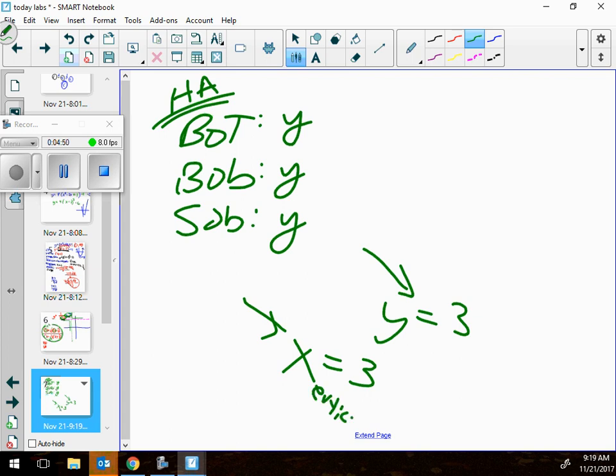Vertical and horizontal. All right. So the y equals things, what were the rules again?